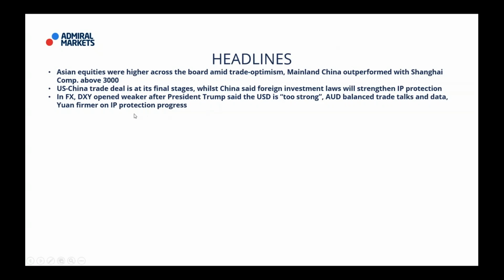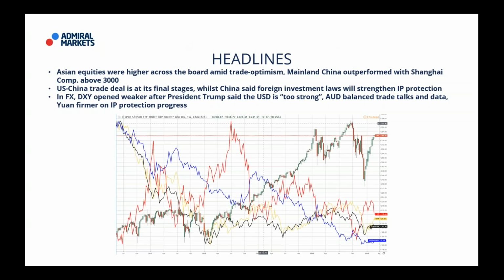All right, back to what's going on. Yuan was firmer as well. Magic number for the dollar renminbi is 7.00. This is a quick update of the macro scenario where we are. So this is a weekly basis.